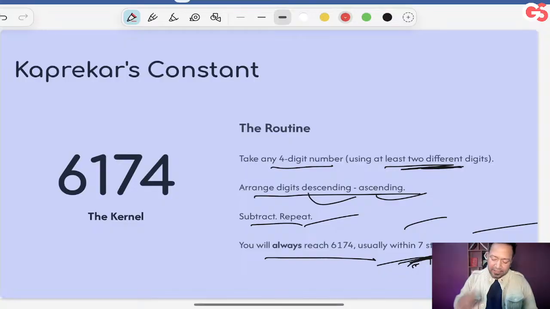All right, so 6174, the Kaprekar's constant. This is used for convergence, for recursive functions, also used in cryptography.